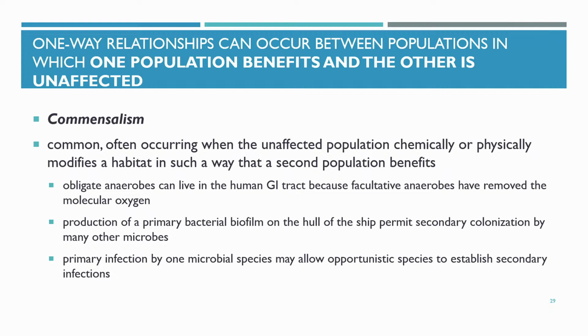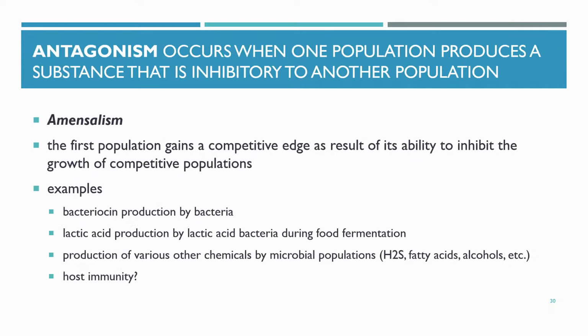So we talked about two-way relationships where both benefit, and this one-way relationship where only one benefits, but there are other ways in which one or more of these organisms don't benefit. They're affected negatively. Antagonism occurs when one population produces a substance that is inhibitory to another population. It's inhibiting the growth of another population, while the producer gains a competitive advantage. So this one is two-way, but one is benefiting and one is being inhibited.